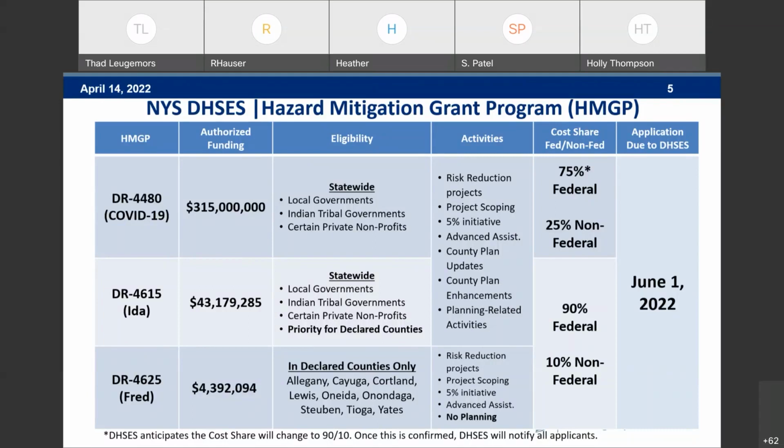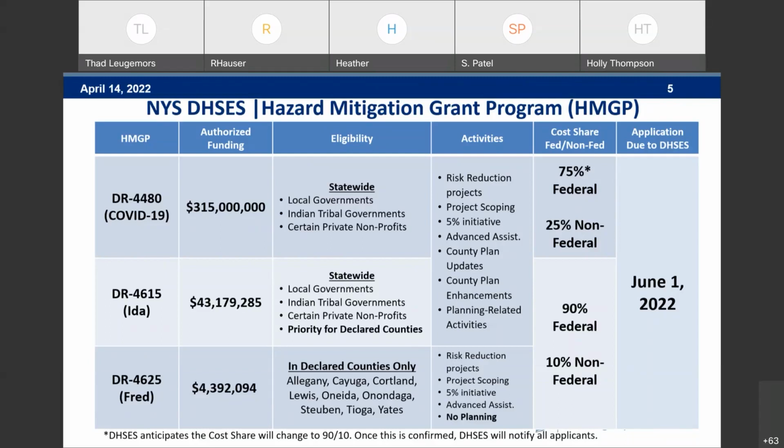The FRED HMGP, which is 4.3 million, is reserved for applicants only in the FRED designated county, since that pool of funding is so small. So if you are in a FRED declared county, which you can see those here, and we'll email this slide deck out to you after the webinar, those are the counties that are the FRED counties.